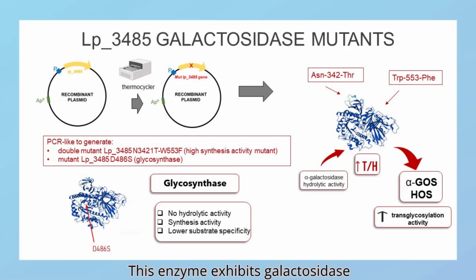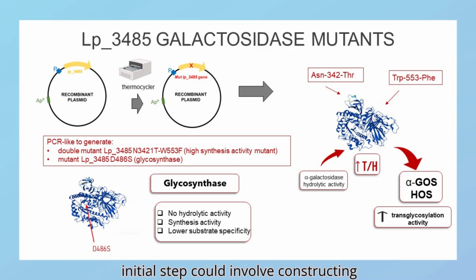This enzyme exhibits galactosidase activity, but it also has transglycosidase activity. It has been observed to produce galactooligosaccharides and heterooligosaccharides. To enhance this synthesis capacity, specific residues of the enzyme can be mutated. For instance, residues in the -1 subsite can be mutated to favor the synthesis reaction over the hydrolysis reaction.